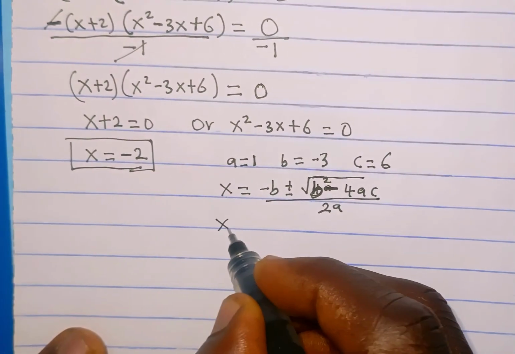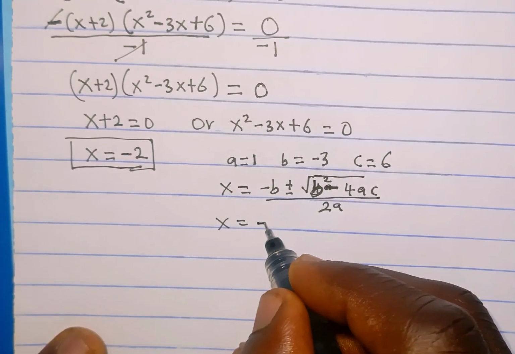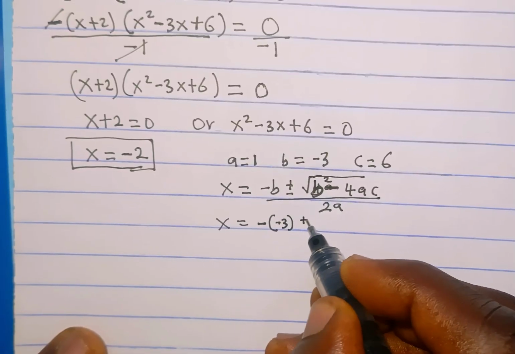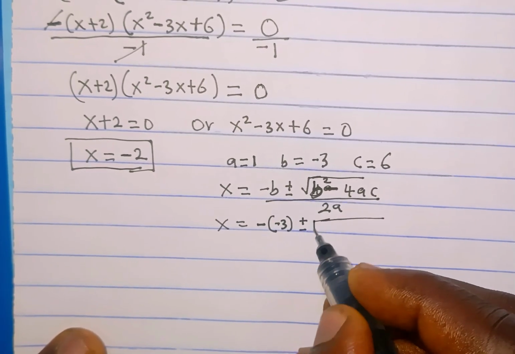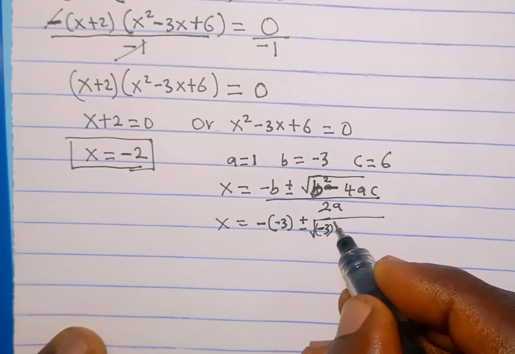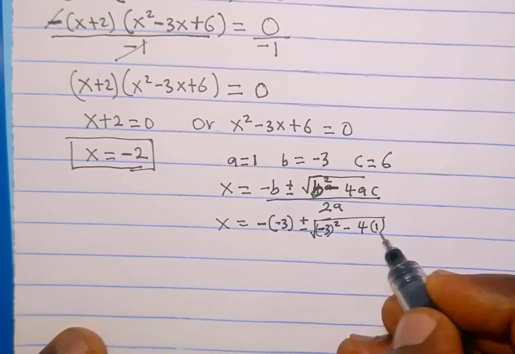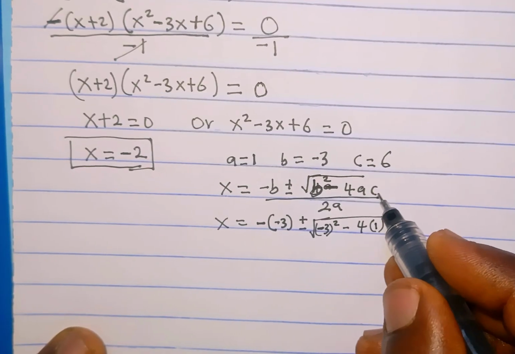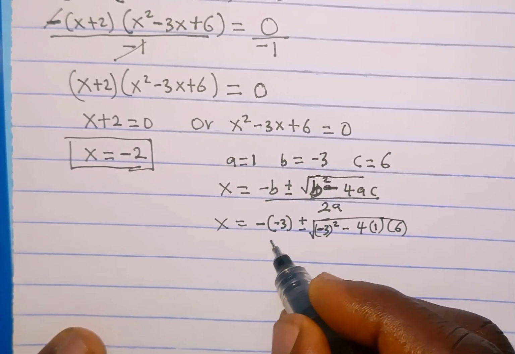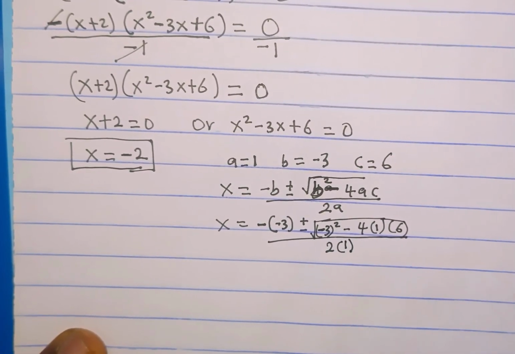So we are going to have x now equal to minus b, and we have -3. It's going to be minus into b, which is -3, then plus or minus the square root of b square, which is -3 all square, minus 4 into a. A is 1, then multiply by c, and c is 6. So everything all over 2 multiplied by a, and a is 1.